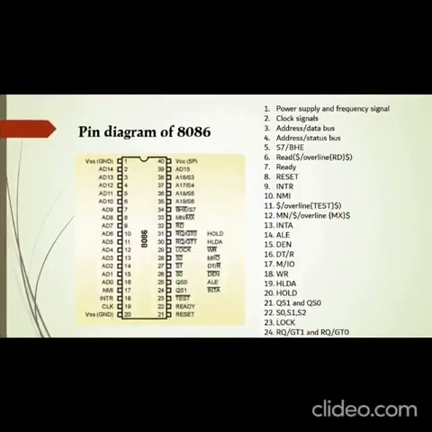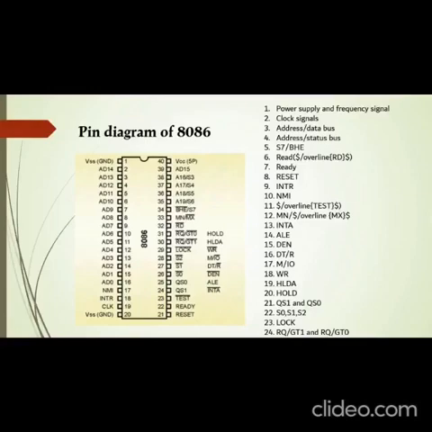Pin diagram of 8086. Let us now discuss the signals in detail. Power supply and frequency signals. It uses a 5V DC supply at VCC pin 40 and uses ground at VSS pins 1 and 20 for its operation. Clock signal. The clock signal is provided through pin 19. It provides timing to the processor for operations.